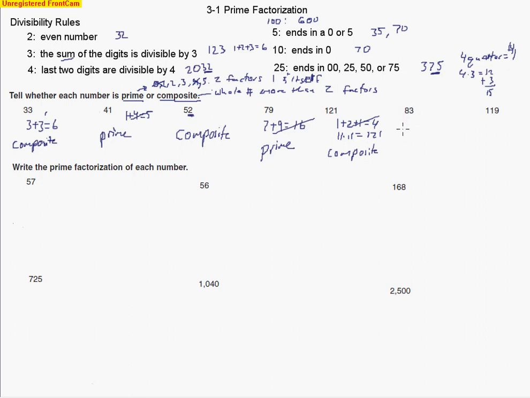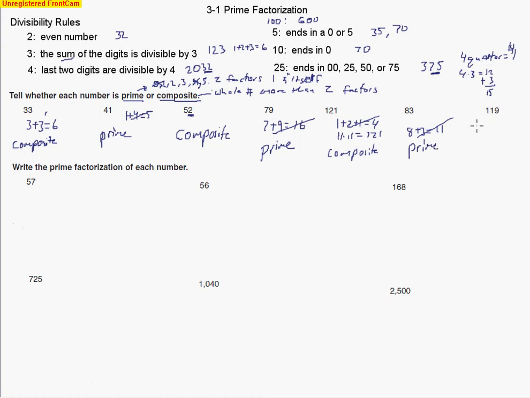So 83, let's take a look at the digits again, not even. And can I add the digits to equal a number that 3 goes into? Nope, that doesn't work. It's not even, so 4 is not going to go into it. 5 doesn't go into it because it ends in a 3. 10 doesn't go into it, so I would say this one is prime.